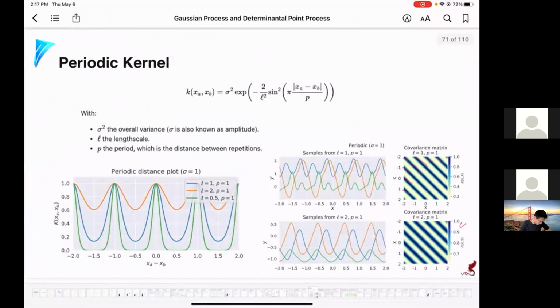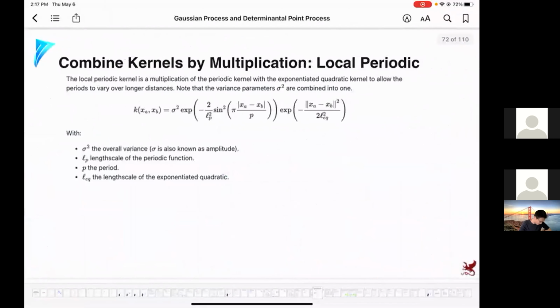These are two different examples of kernel functions. Actually, we can combine these kernel functions to get new kernel functions. In this case, I'm giving one example, the so-called local periodic kernel. Basically, it is a multiplication of the previous two kernels.